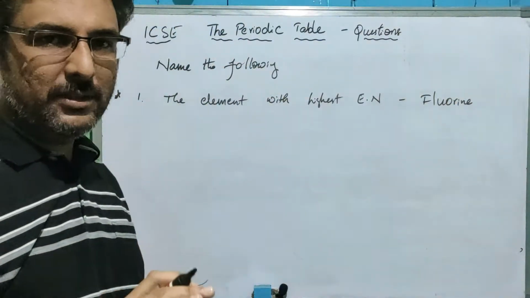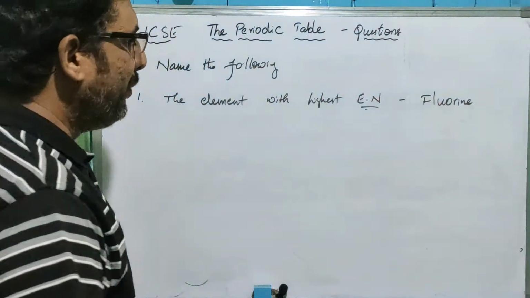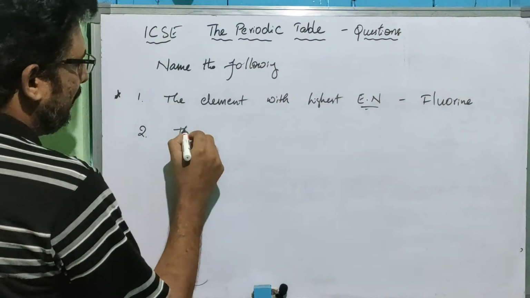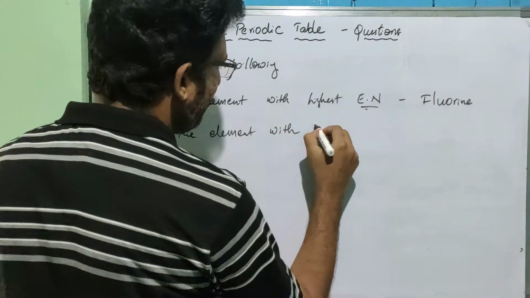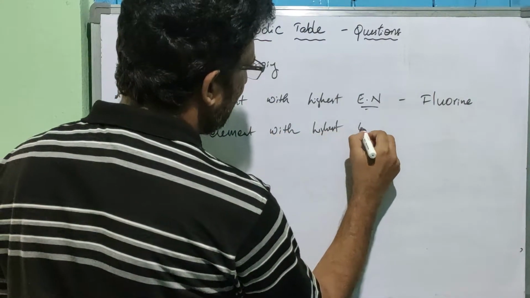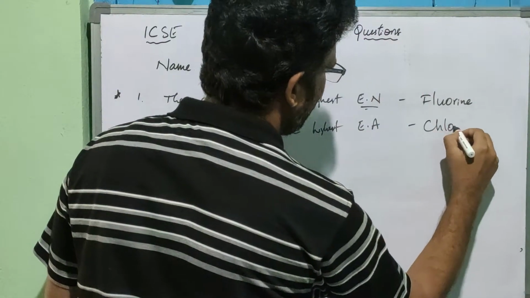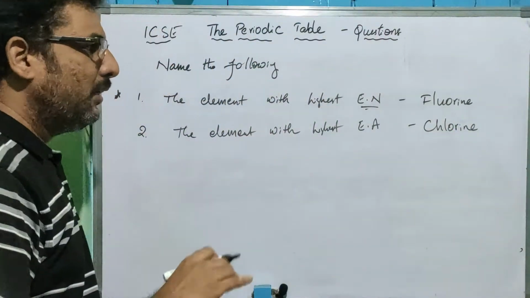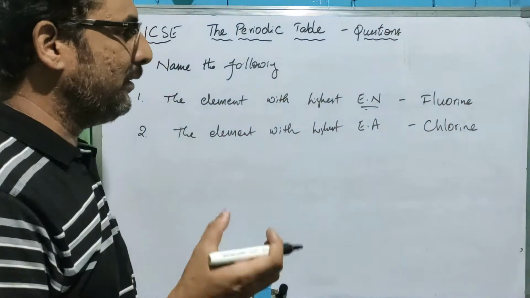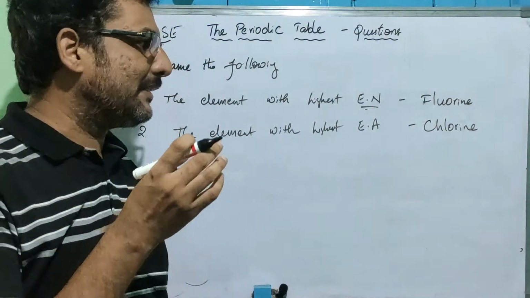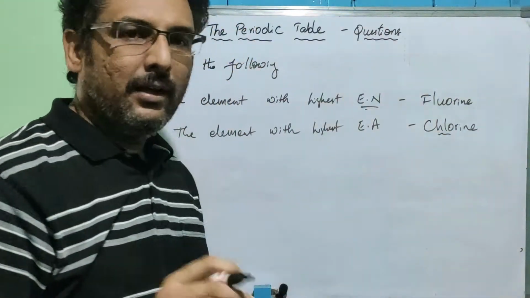Okay, so generally halogens will have the higher electronegativity in that particular period, and the element with the highest electron affinity value, here it will be chlorine. In case of electron affinity, chlorine will have the highest value, meaning the energy which is released when it accepts an electron into its valence shell will be maximum in the chlorine atom.